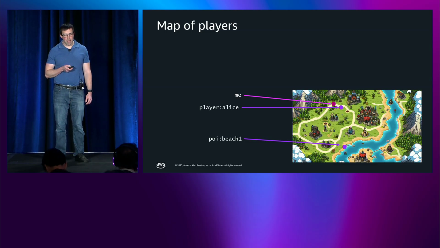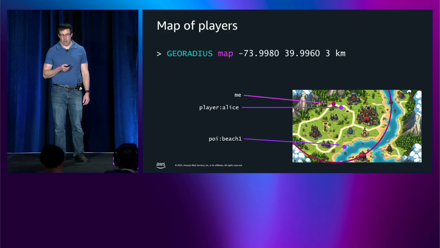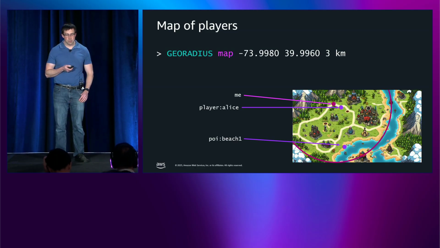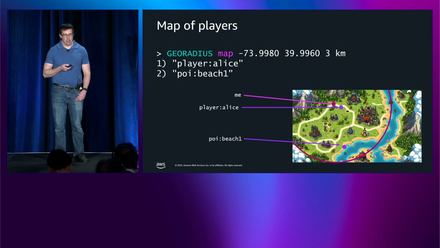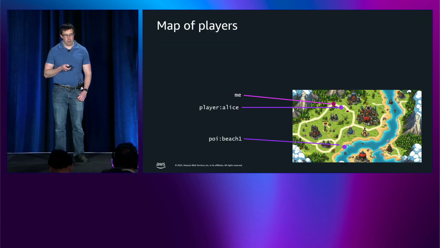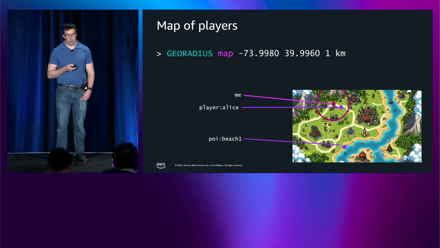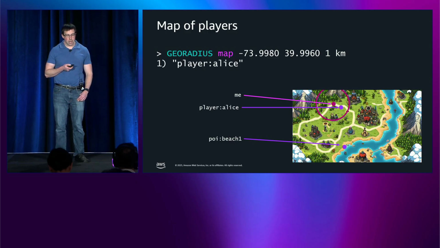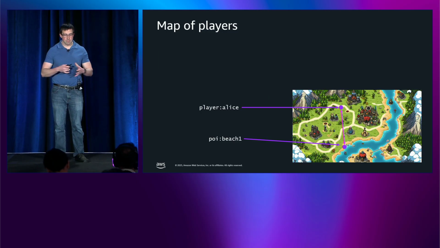And then let's say we have another player here that wants to query for the points of interest around them. So you use this georadius command and you query the map. It has a slightly different latitude and longitude, so it can do different radii here. So let's say we do a 3-kilometer radius. We would get back both items that we've added here, Alice as well as the beach at the bottom. However, if we were to do a smaller radius here, just a 1-kilometer radius along that point, we would just get back Alice. So you can use it to query things around it.